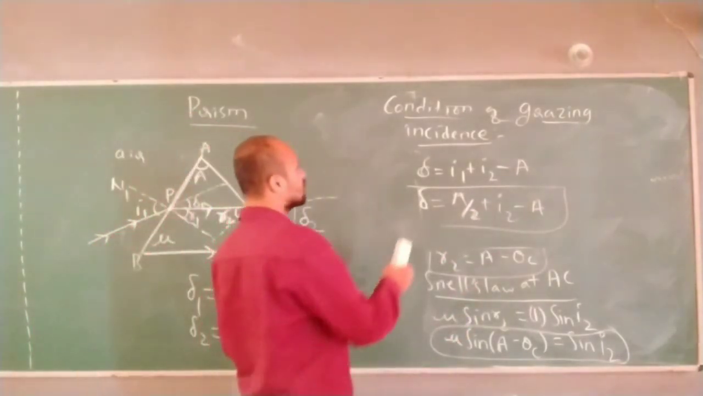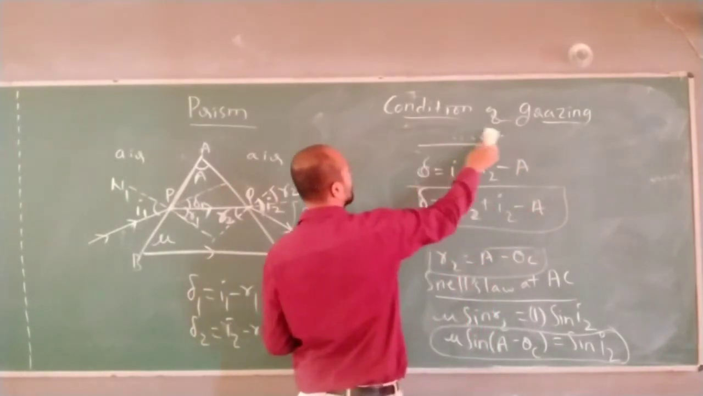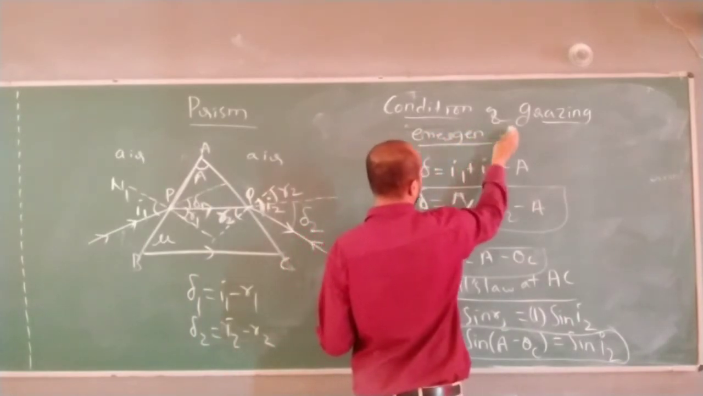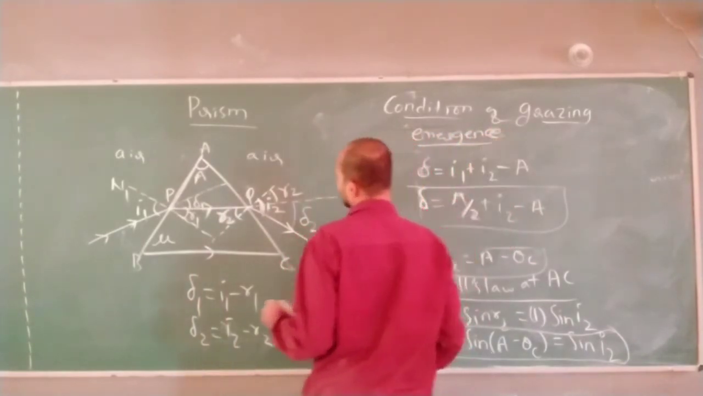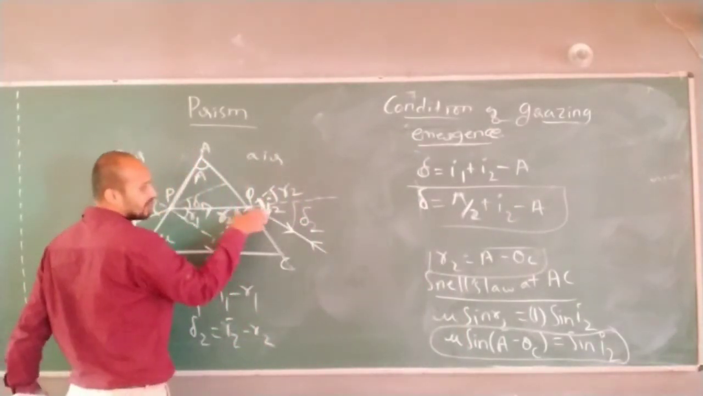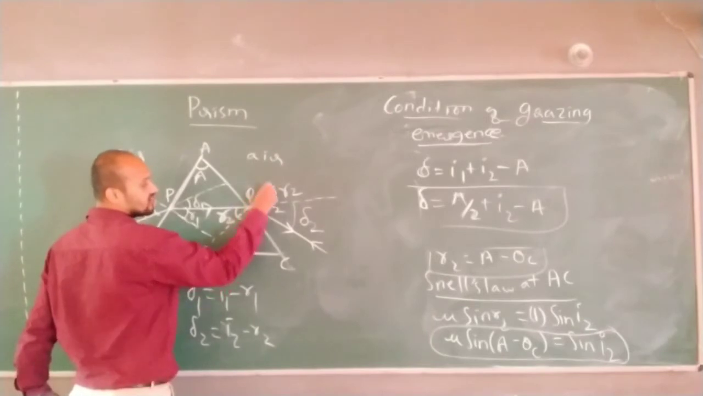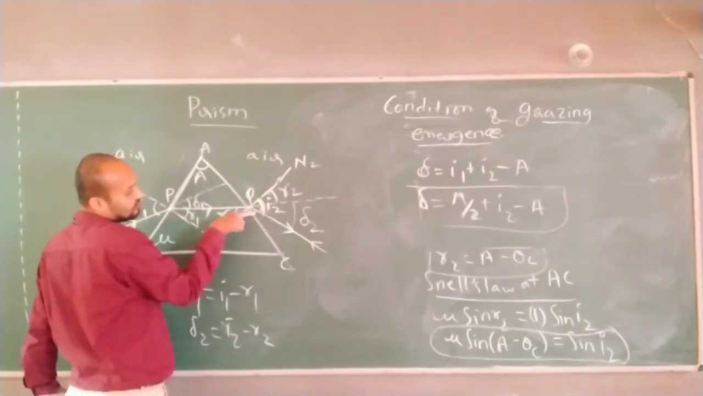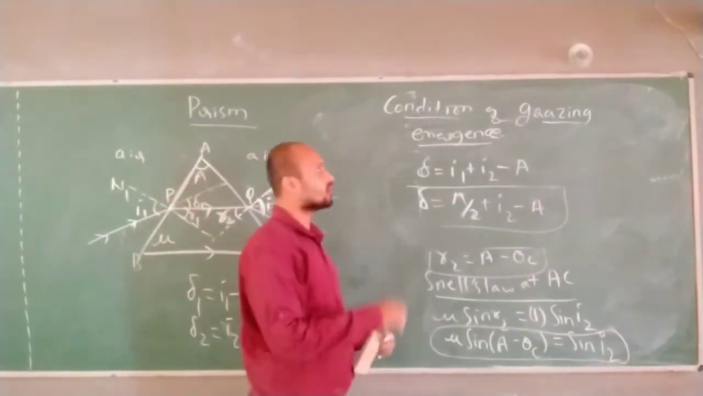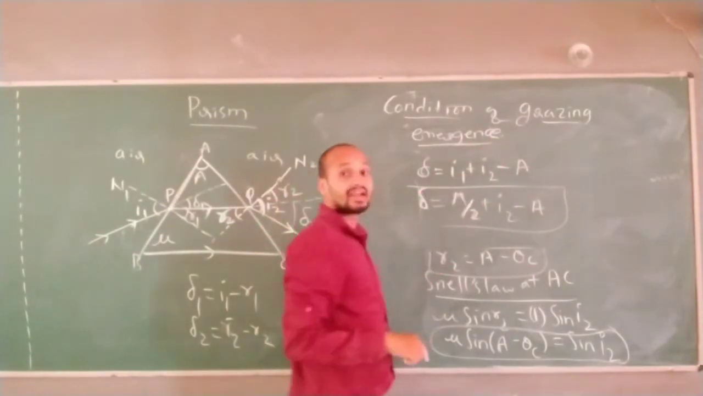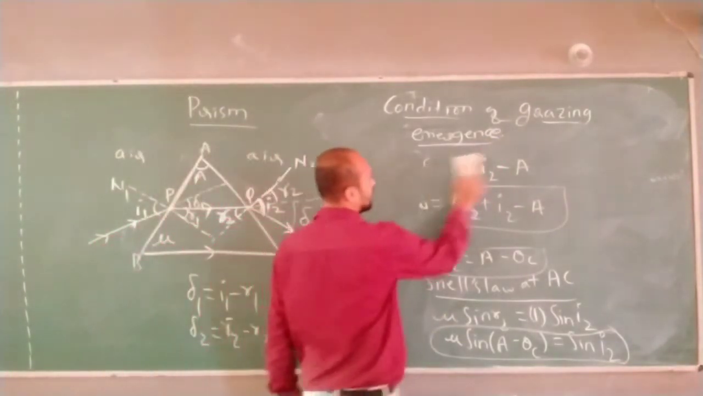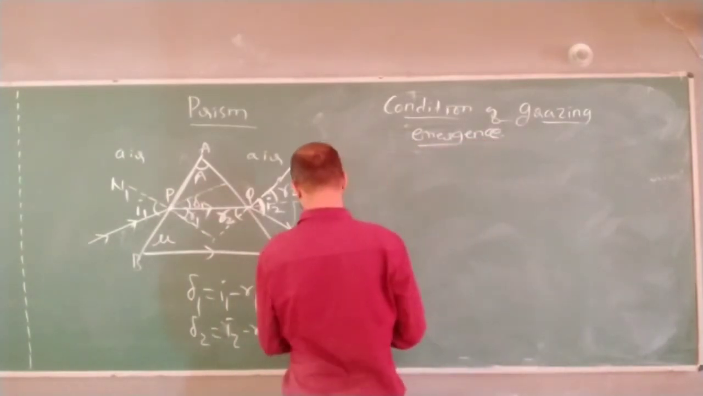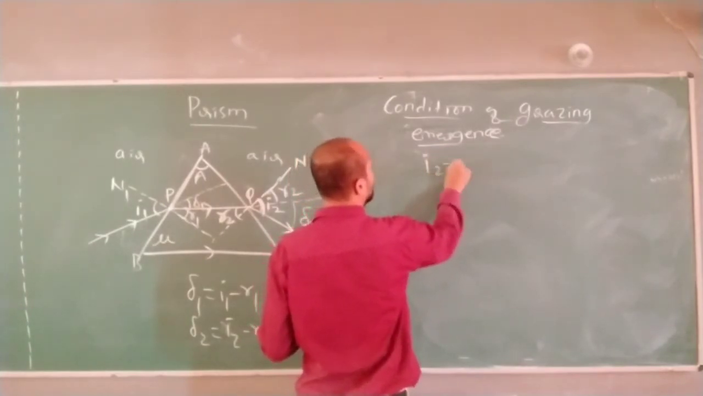So let us study about grazing emergence. Grazing emergence means if this I2 becomes 90 degree with the normal, here this is the normal line, N2 is the normal line, then that condition we call grazing emergence. So what are the things which are going to happen? Same thing, but in a slightly different fashion. In this case, I2 will become 90 degree.